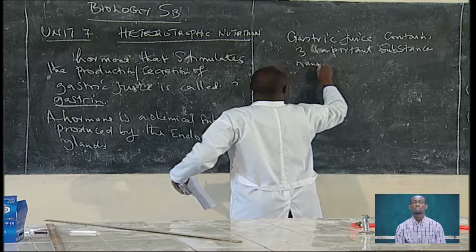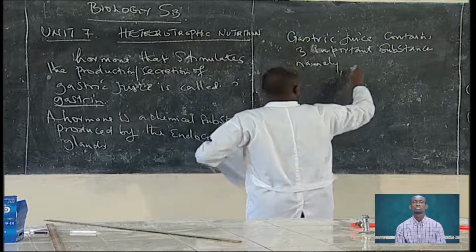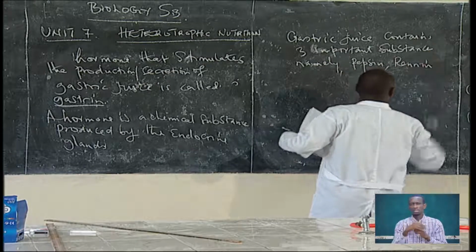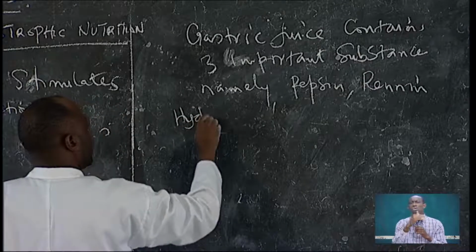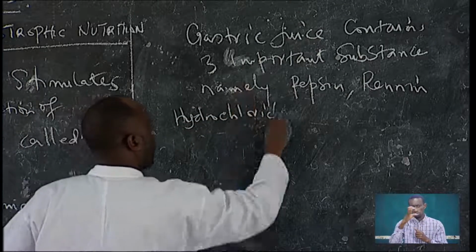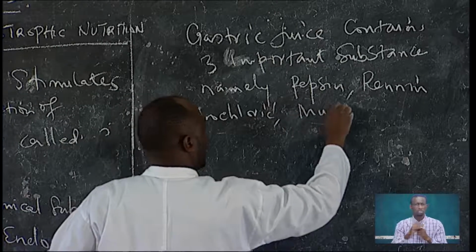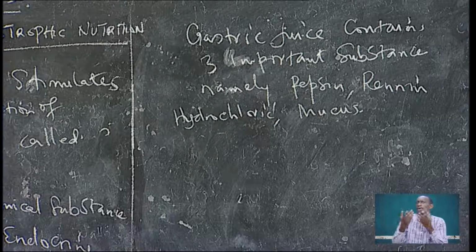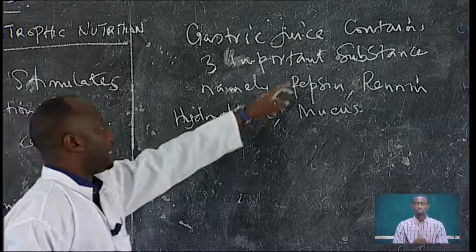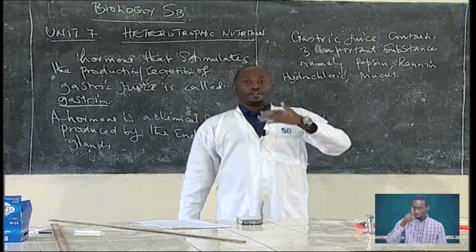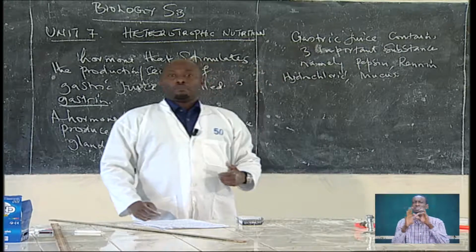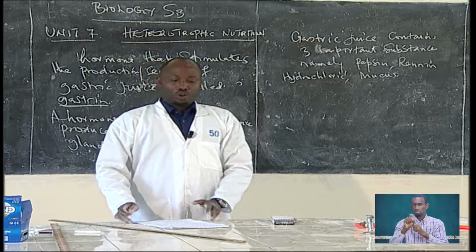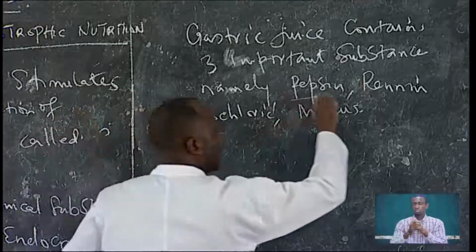Namely, you can talk about pepsin, you can talk about renin, you can talk about hydrochloric acid, as well as the mucus. We're going to see how all of these work and what their functions are. Let me start with the pepsin. Renin and pepsin are both referred to as protein digestive enzymes, because they act on proteins.